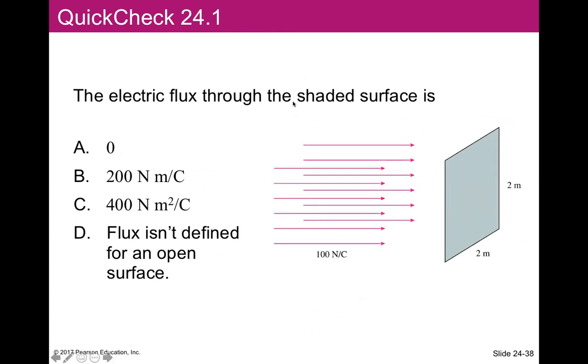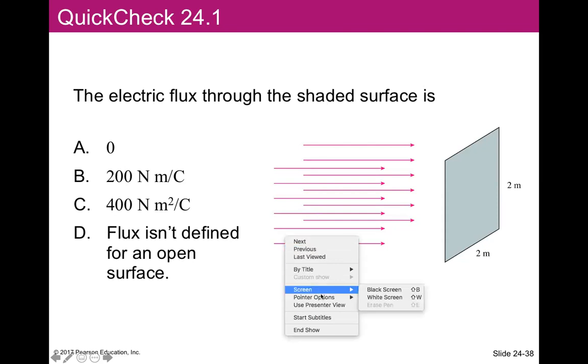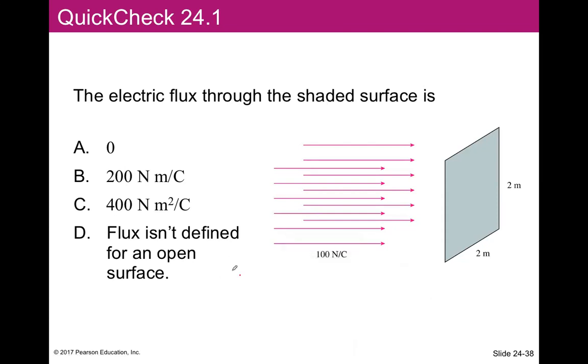The electric flux through the shade surface is... So the flux equals E dot product A. In this example, E and A are in the same direction, so it becomes just E times A without the vector product. So you will get answer to be C.